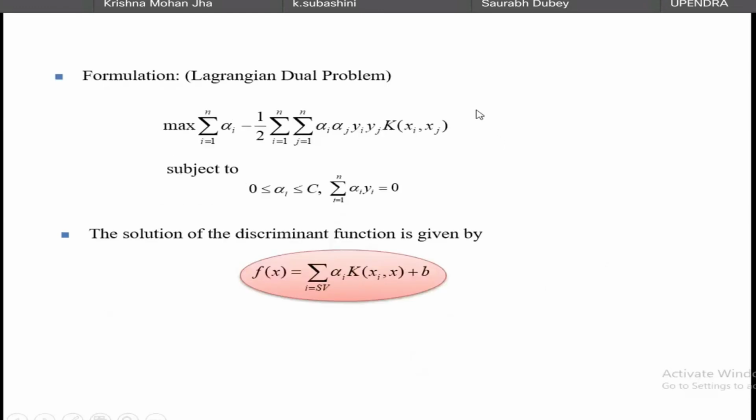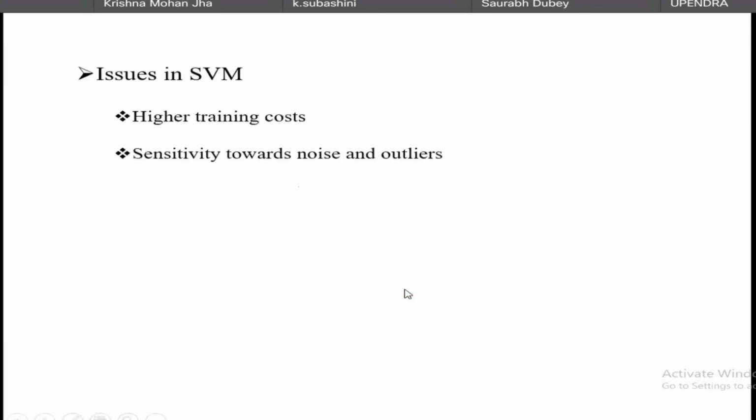In the final, we have this dual problem, and the solution is this: once we get this alpha i from the dual problem, you just put the value of alpha i, because b you already know. So you will get the final classifier, or you can say the solution of your problem, that is given by this particular function.